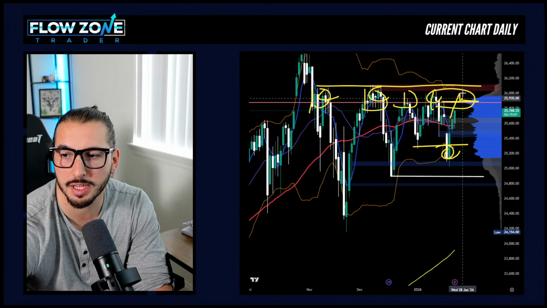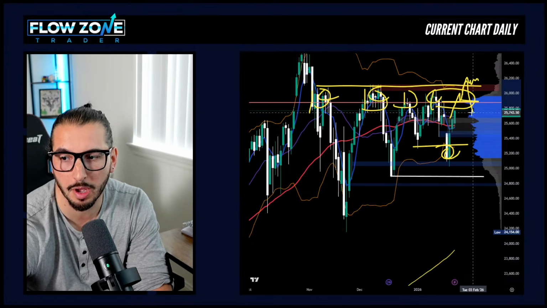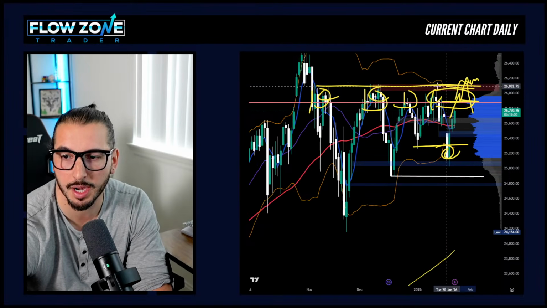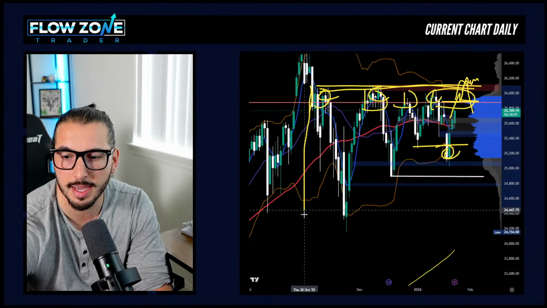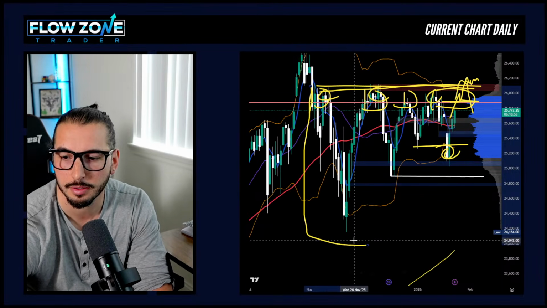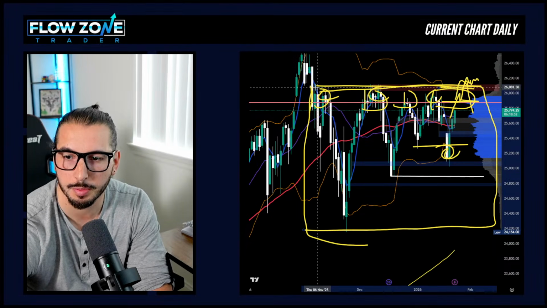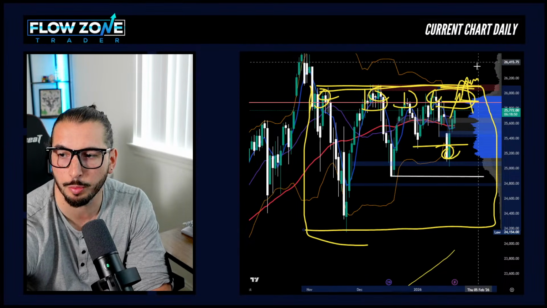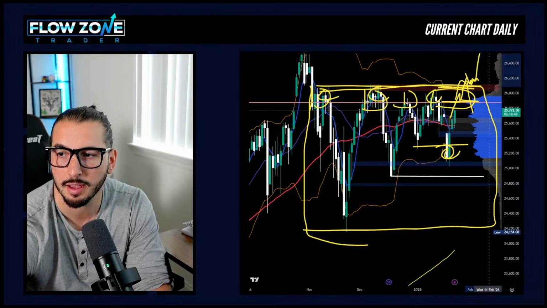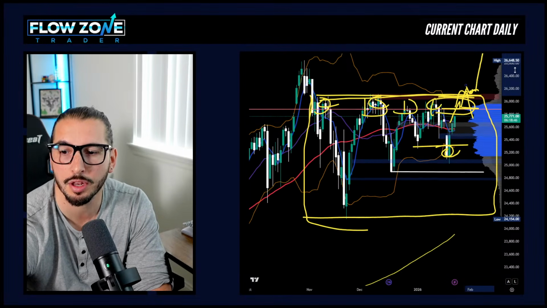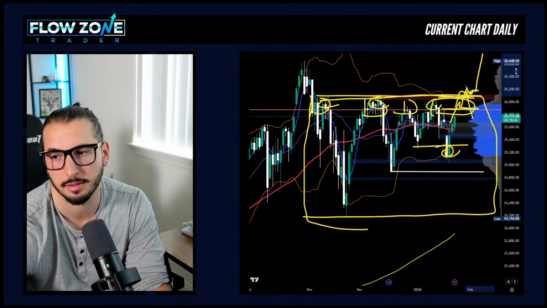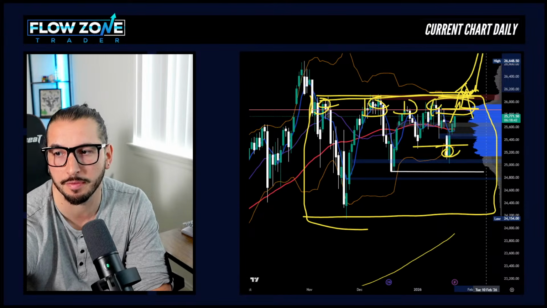The big question is if they do this and base above it, not spike and fail. If they base above this, we're going to have all these sellers trapped in the market, which means everyone from November will be trapped. And if they base above that, this will absolutely rocket. It will rocket if we base above this, all right?